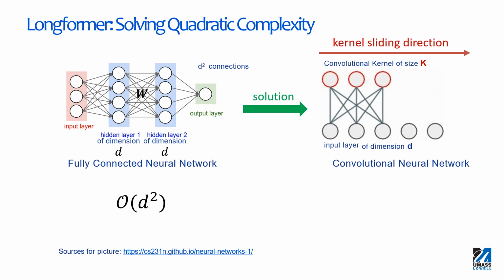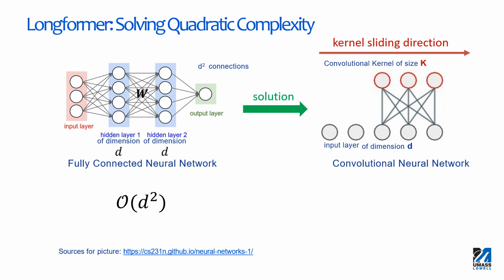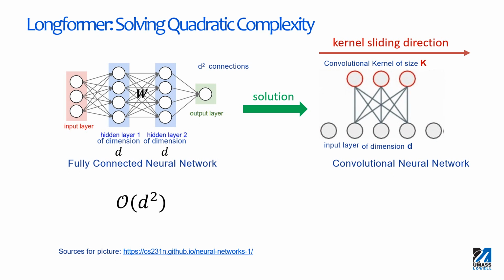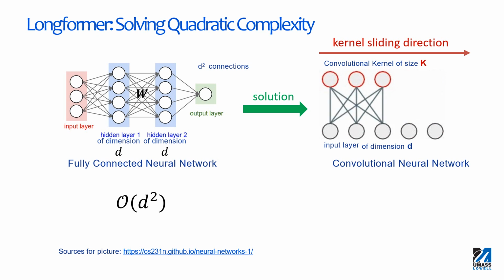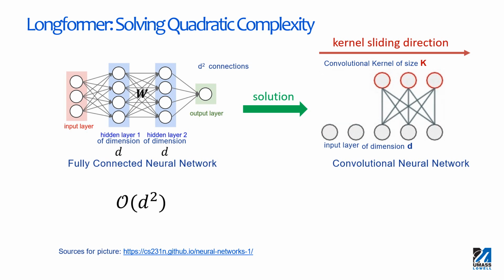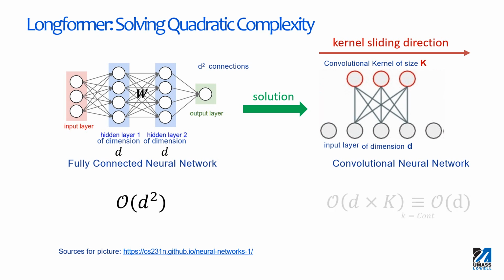In a convolutional neural network, what we will have is a convolutional kernel. In this case, it is just of length 3. So we just have 3 units here, and they will do the same fully connected pattern, but only over 3 units from the input layer, and then we slide the kernel across the lower layer until we reach the end. So now we reduce the memory consumption from d squared to just d times k, where k is the kernel size and it is constant.